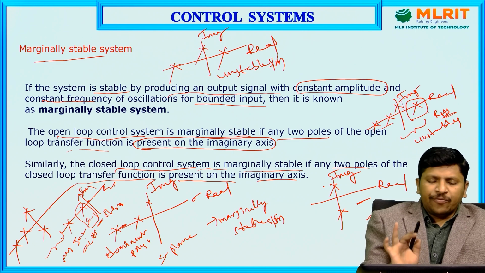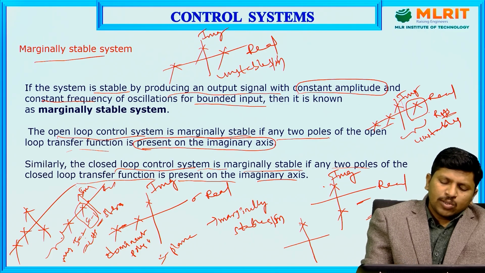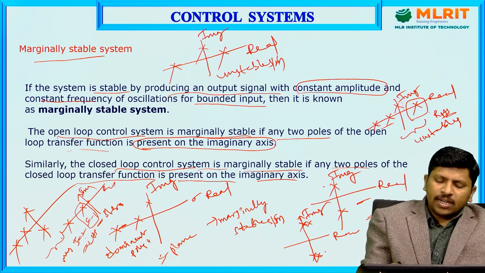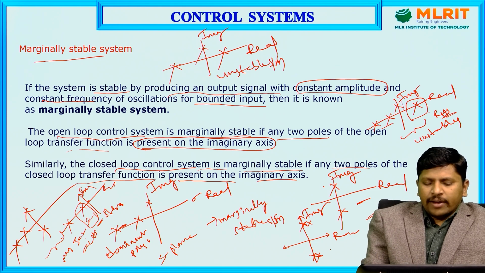Simply, for example, I am going to draw like this. Here one more imaginary part, and one more imaginary here. I am just going to mention the imaginary axis, real axis, two poles here repeated, two poles here repeated. So these types of systems are marginally stable also, conditionally.